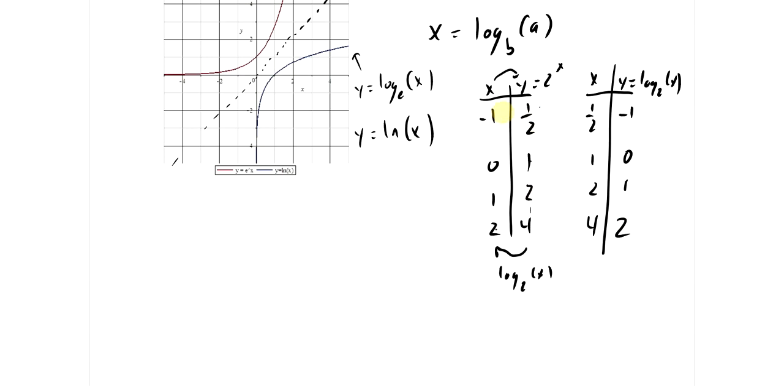So the pairs minus 1 comma 1/2, 0 comma 1, 1 comma 2 that you get for the power function are just reversed to get the logarithm function.